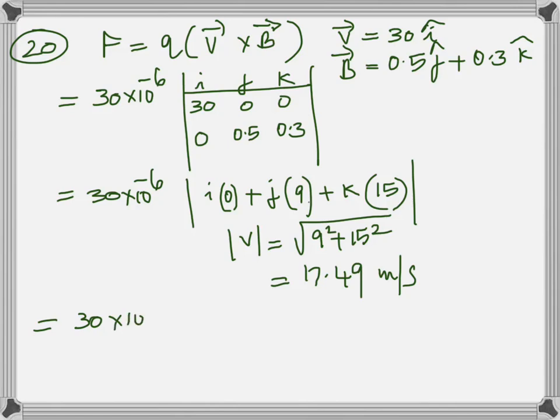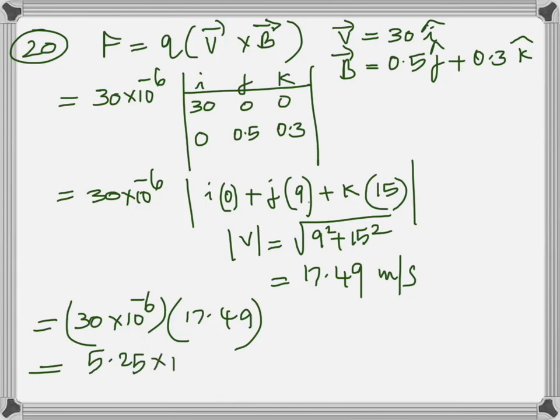And then use Q V cross B, which is 17.49 times Q, which gives you 5.25 times 10 to the negative 4.